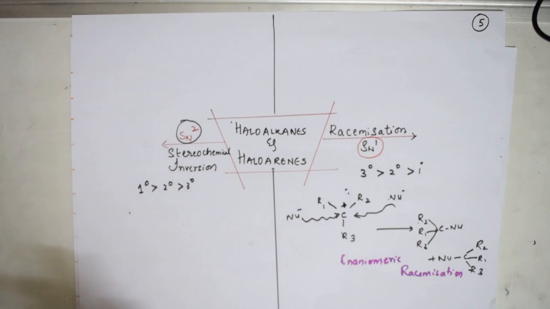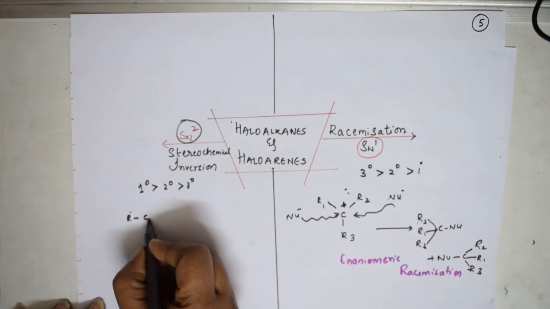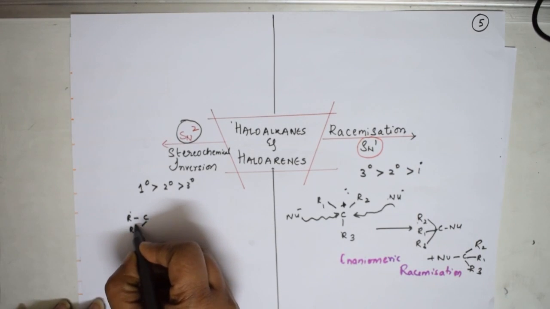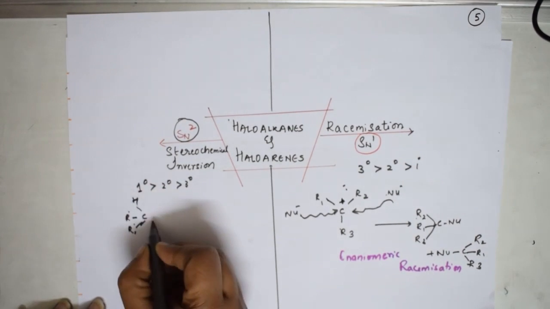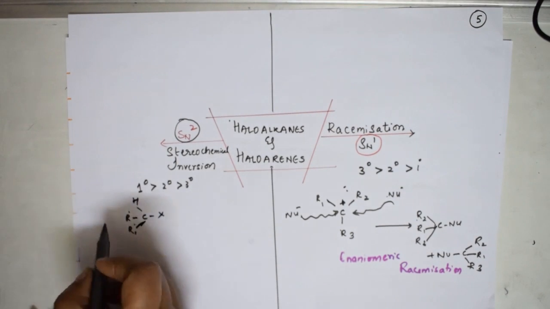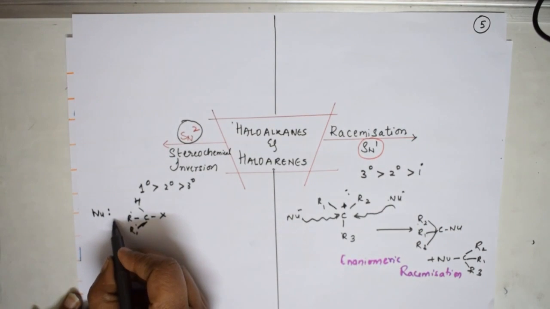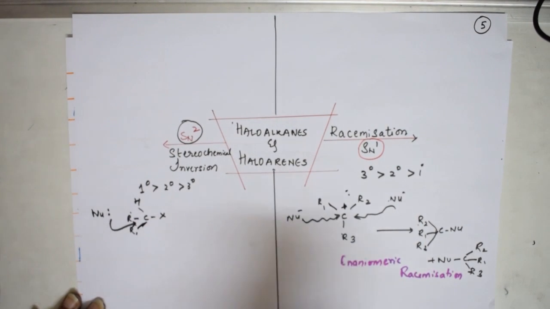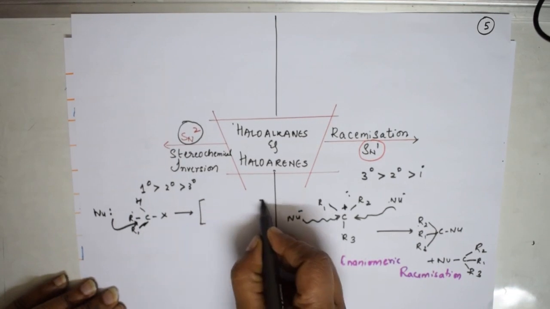So for your example, to show the variation in group, here I'm going to take a secondary carbon. Now two alkyl groups, R1, this is R1 and one is H, right? One is X. This is the alkyl halide. So secondary, because two alkyl groups are there. Now when I take a nucleophile, an electron rich species, it's going to attack this carbon from here. What are you going to get? You're going to get a transition state in this way.